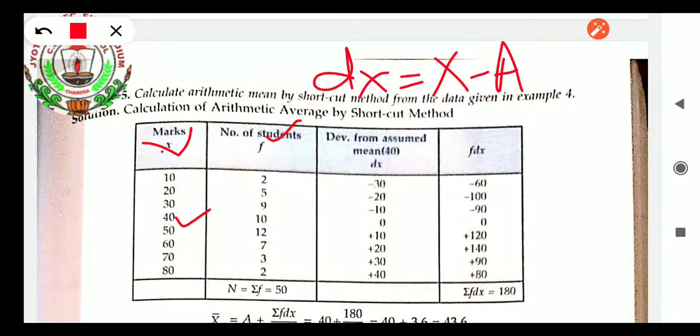10 minus 40 we got minus 30. 20 minus 40, minus 20. 30 minus 40, minus 10. 40 minus 40, 0. 50 minus 40, 10. 60 minus 40, 20. 70 minus 40, 30. 80 minus 40, 40. I think now you have got the answer. How do we get the dx? dx equals x minus a. You have to remember that.